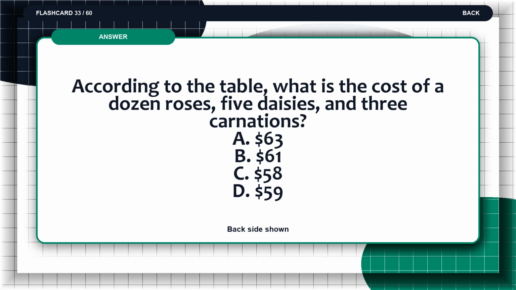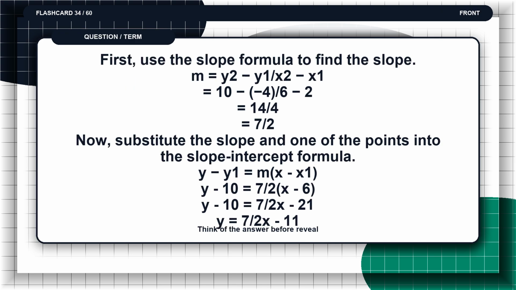The answer is: according to the table, what is the cost of a dozen roses, 5 daisies, and 3 carnations? A: $63. B: $61. C: $58. D: $59. Flashcard 34. First, use the slope formula to find the slope.